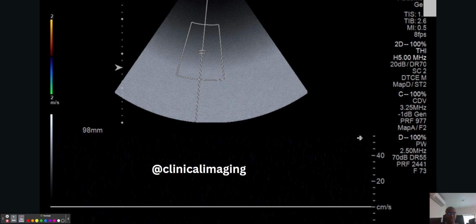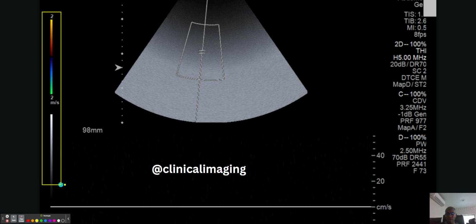you will notice that this is a triplex. Why do I say it is a triplex imaging? Because there are three modes. Can you see the three modes? The existing B mode, the pulse wave Doppler, and the color Doppler.